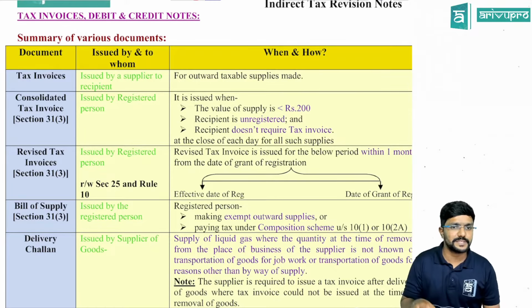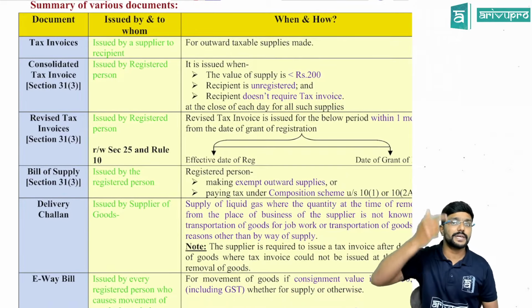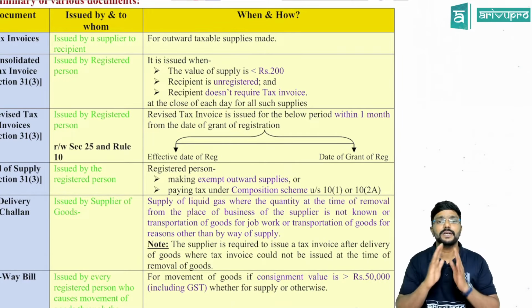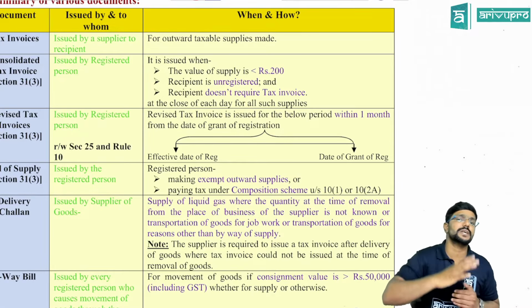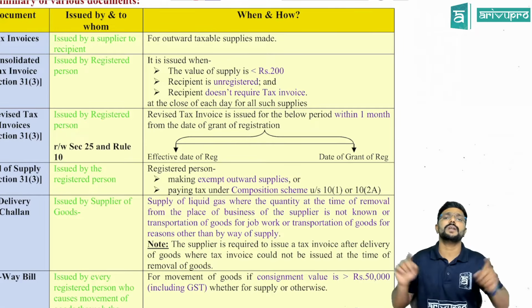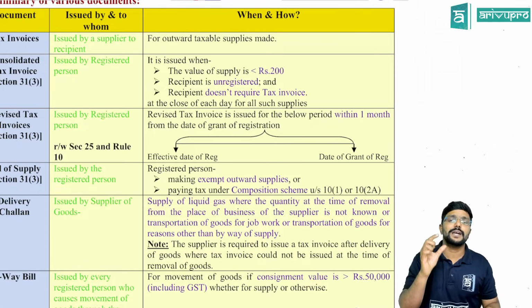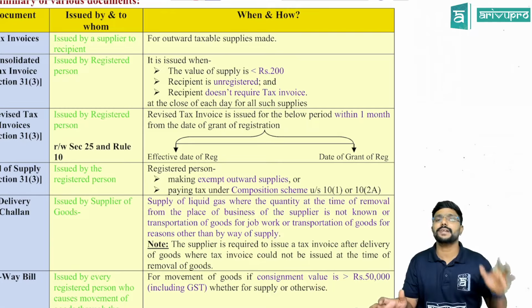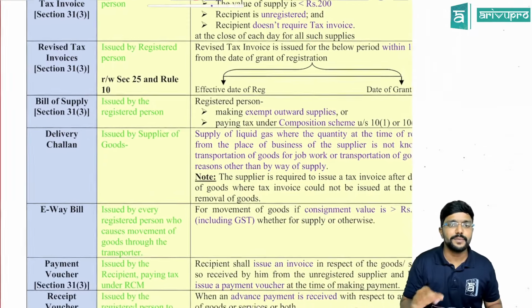Then a consolidated tax invoice will be issued by the supplier if all three conditions are satisfied. That is, value of supply is less than 200, the recipient is unregistered, and he doesn't require a separate tax invoice. In that case, at the end of each day, whatever supply has been made by the supplier to the unregistered recipient, he can issue one consolidated tax invoice. This is when the value of goods supplied is less than 200 and the number of times it is supplied in the same day. Instead of issuing a separate invoice for each supply, you can issue one consolidated tax invoice. Next, coming to revised tax invoice.